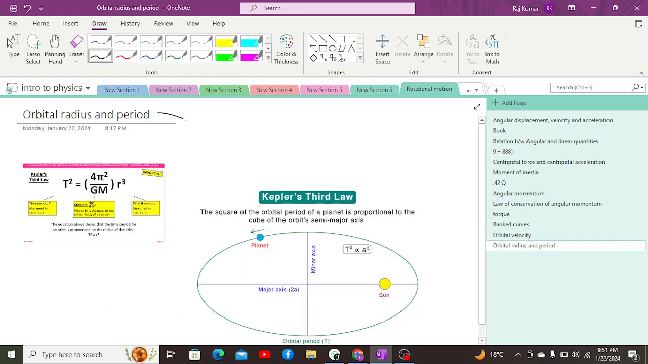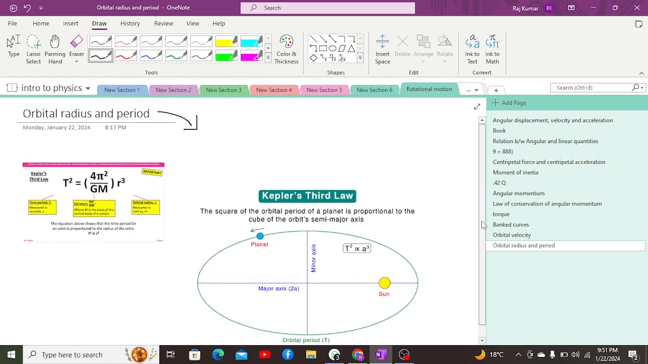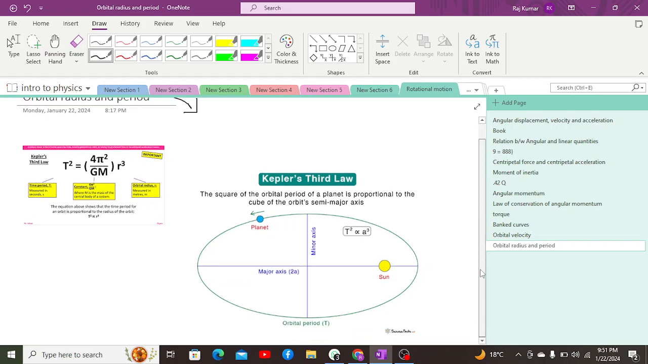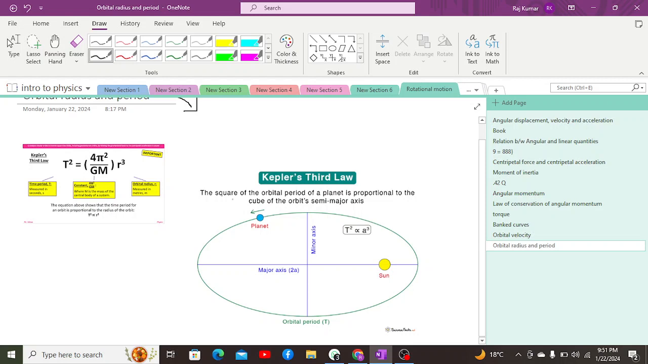One more thing, Kepler's third law. Kepler has presented three laws. The second law is known as the law of conservation of angular momentum. The third law showcases the relationship between the orbital radius and the orbital period of a satellite revolving in an orbit. Let's see how. The statement says the square of the orbital period of a planet is proportional to the cube of the orbit's semi-major axis.